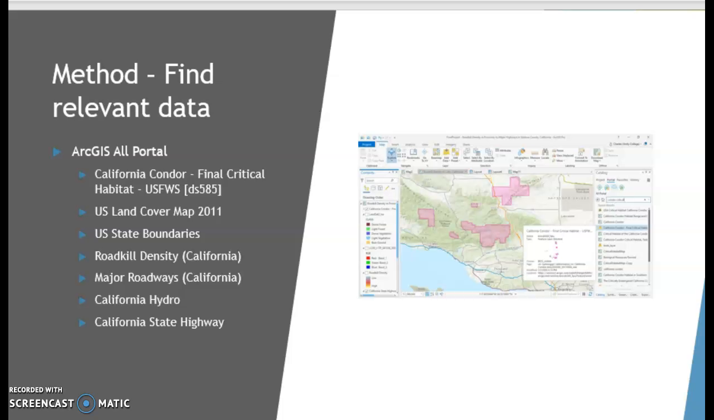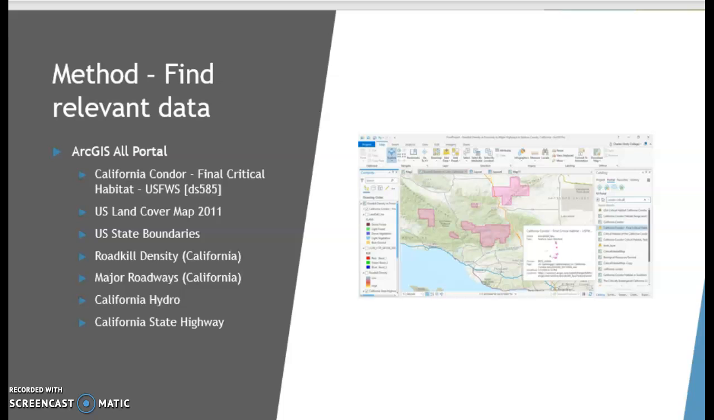So in terms of finding relevant data, most of my data came from the ArcGIS Online portal. I had a lot of problems finding relevant data online that would also work for my project within ArcGIS, and I figure I need more practice with finding that information. So in the meantime, the portal was perfect for helping me find all the information I needed. And as you can see down here, I've got 7 different layers for this project.